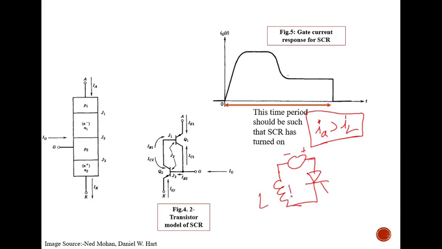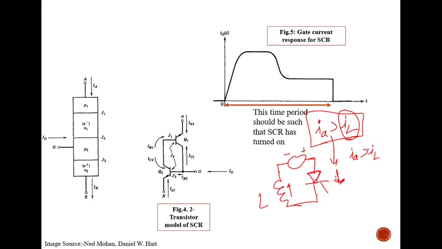So the current flowing through this inductor is obviously equal to the current through the device, and this is called the anode current. According to this thyristor characteristic, that current should be greater than the latching current. If the anode current is greater than the latching current, then you can say your device has turned on.